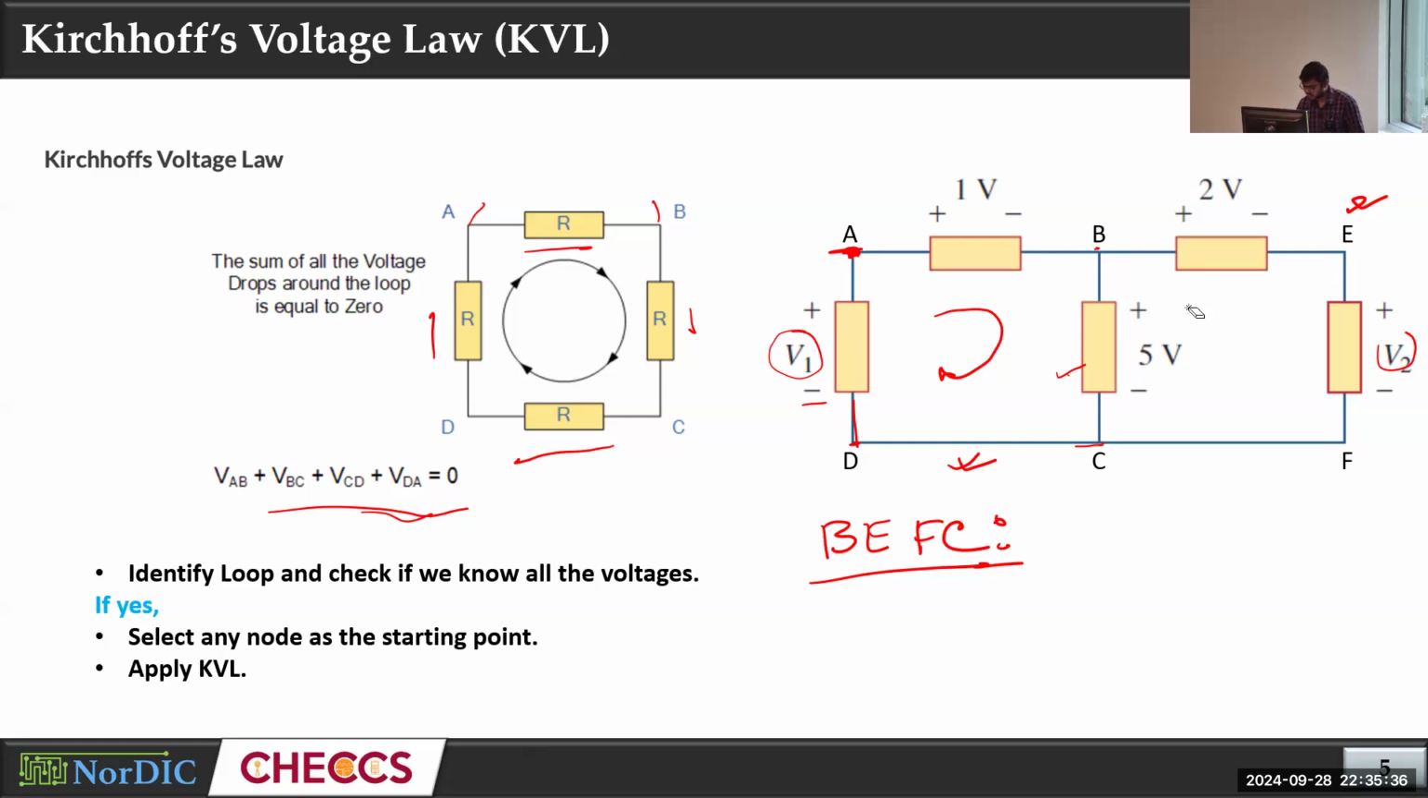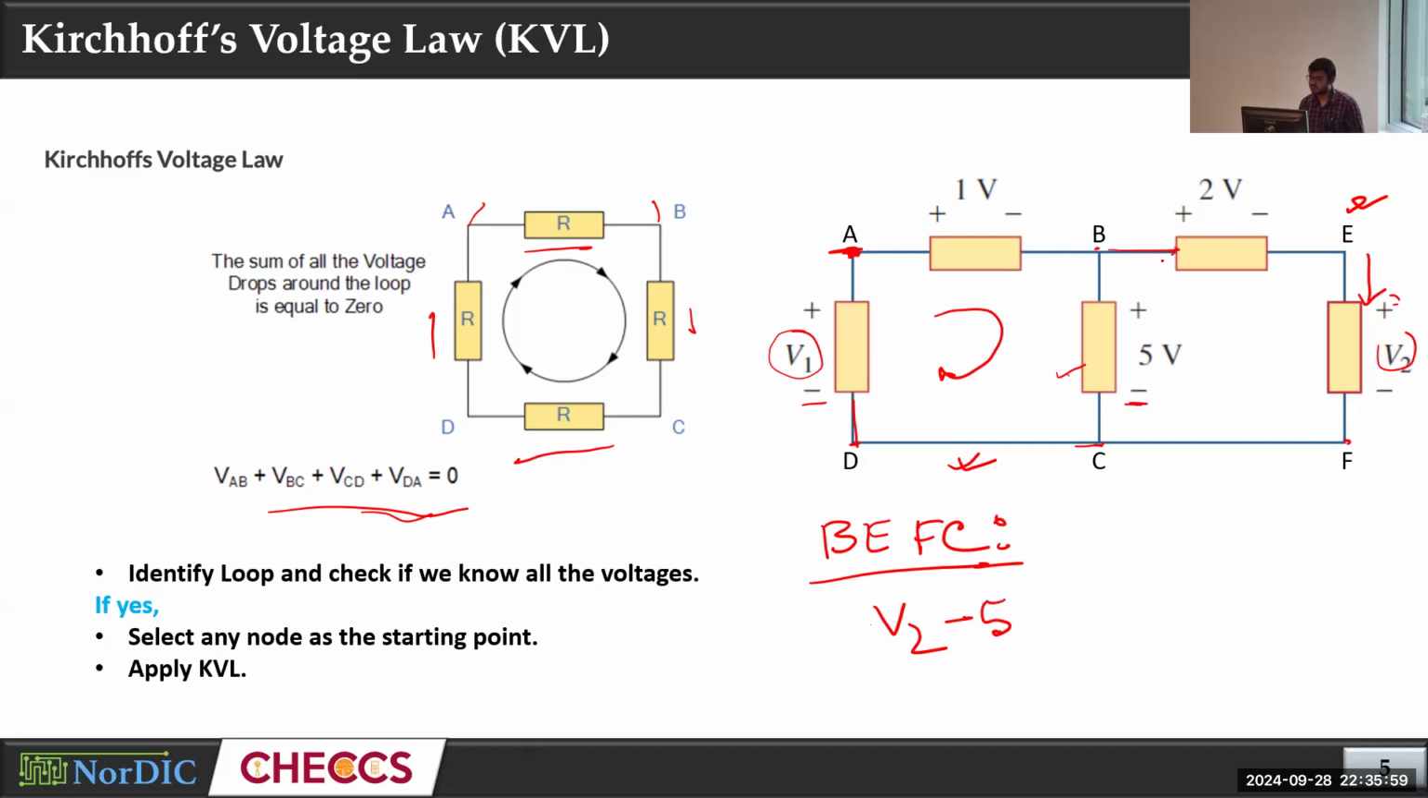Okay, so let's start from E and go through this path. When you go to F, we first see the positive, right? So we'll write V2. Then from A to C, we don't have anything, we don't need to do anything. Then from C to B, we see negative first here, so we'll write -5.